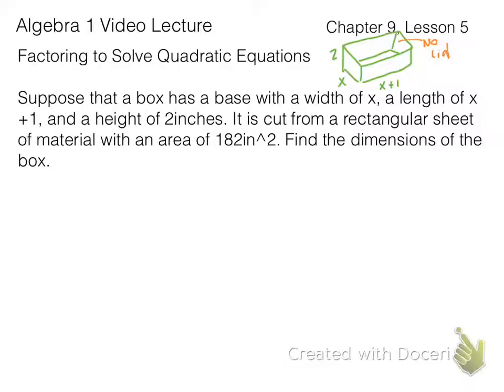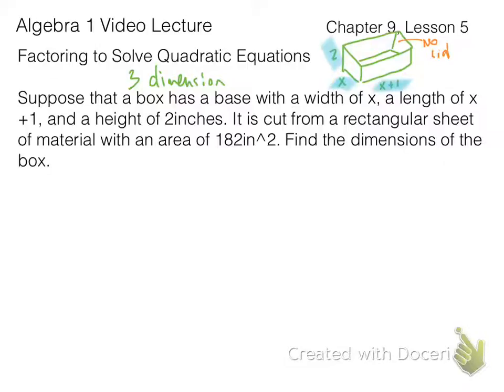And we're going to try to find the dimensions of the box. Well, we know already that the height is 2, so that's actually one of the 3 dimensions. And again, a three-dimensional object has 3 dimensions. You guys got that right? 3 dimensions. And we already know one of them is 2, but we need to figure out what x and x plus 1 is.